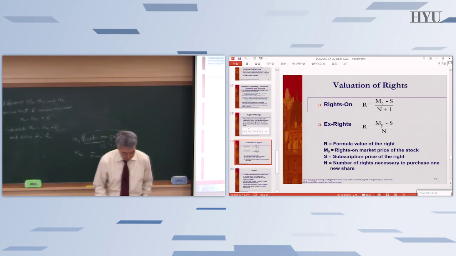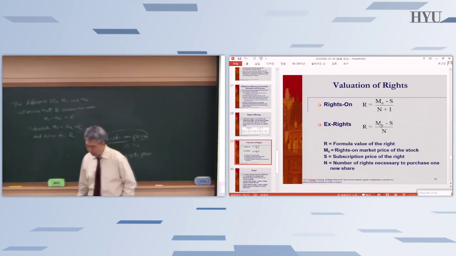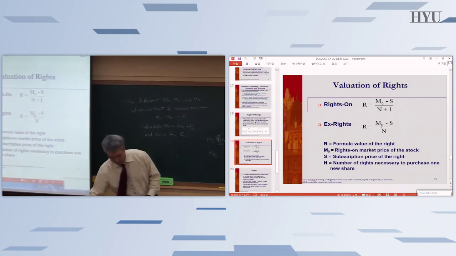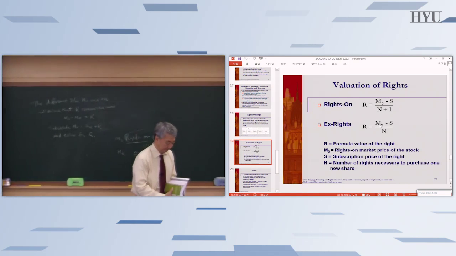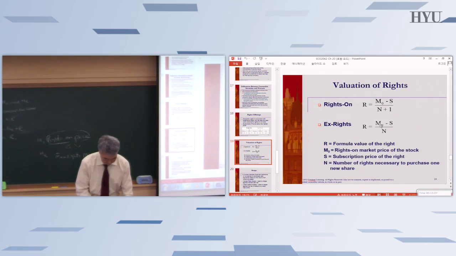Why don't we try some actual numbers here? Question number 11 at the end of the chapter. Why don't you read the question and think about it?